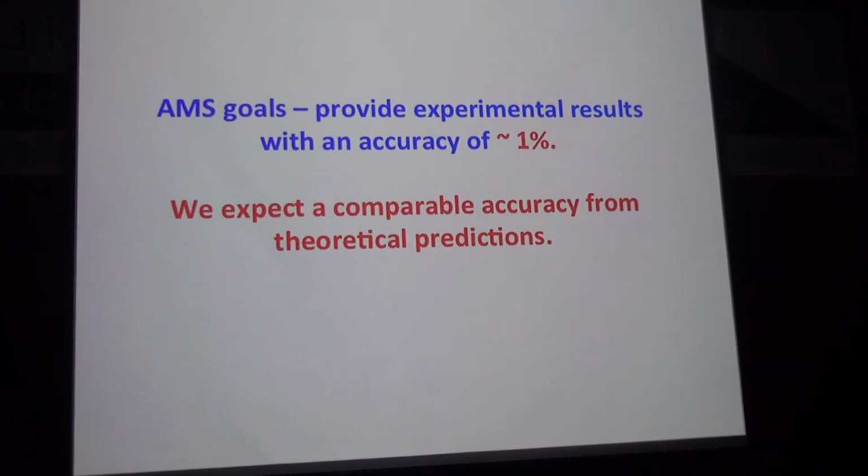When is AMS going to publish anti-deuteron data? We are working on that. I cannot say when we will be able to publish it, because anti-deuteron is quite rare. We see anti-deuteron, but at what point we will have enough data, it's hard to predict.